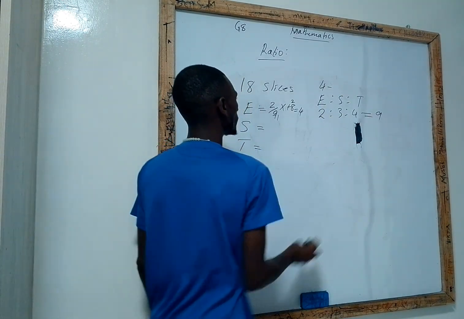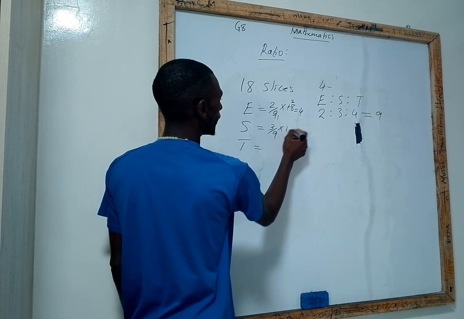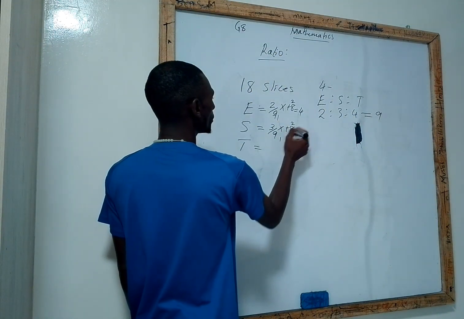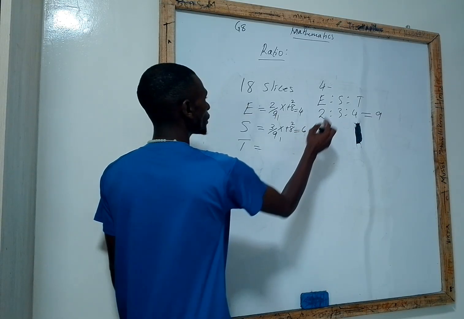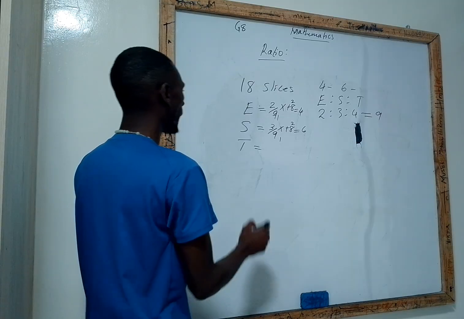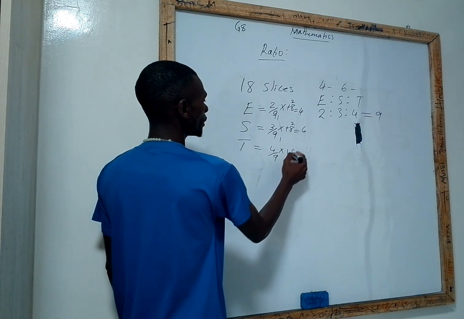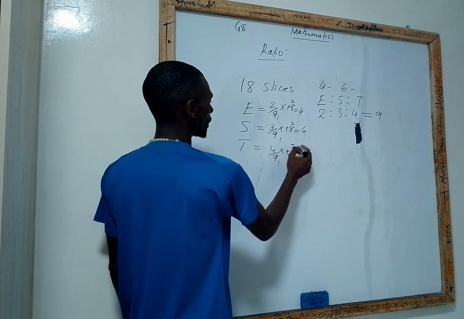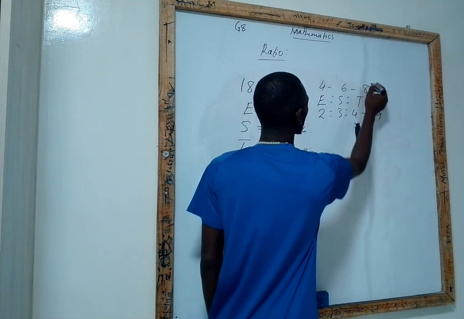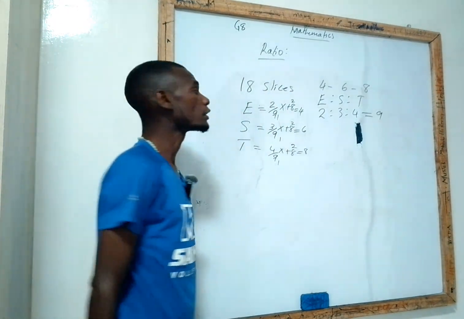Then Sheldon, 3/9 times the total number of slices. So 9 into 18 is 2, 2 times 3 is 6. So this person ate 6 slices. Then Tabitha. Tabitha had 4/9 times 18. 2 times 4 is 8. So Tabitha ate 8 slices. So that's how these people ate.